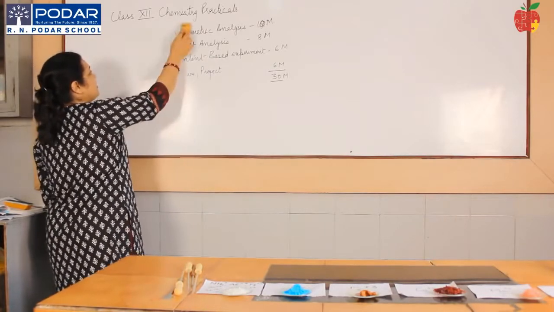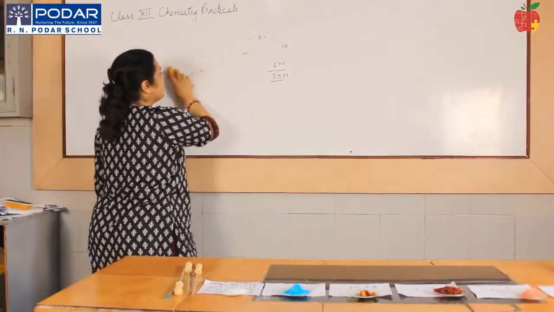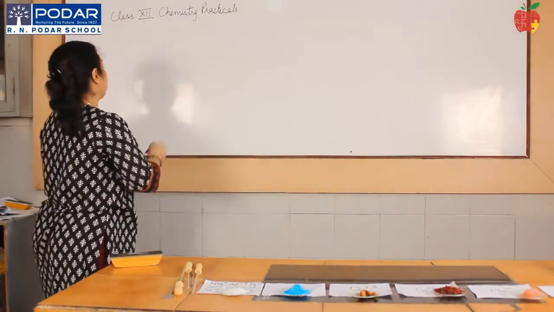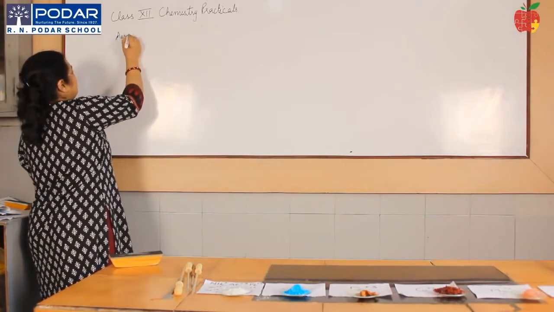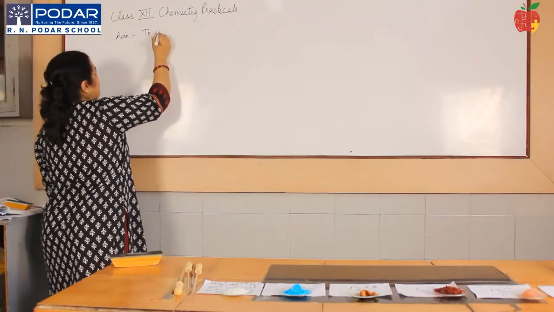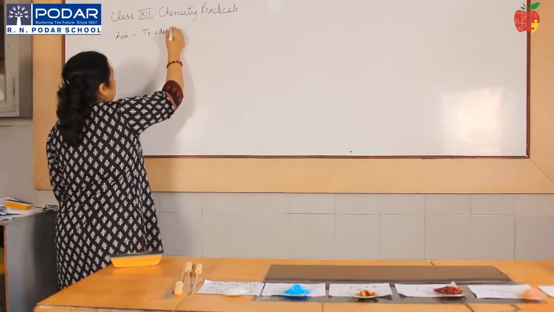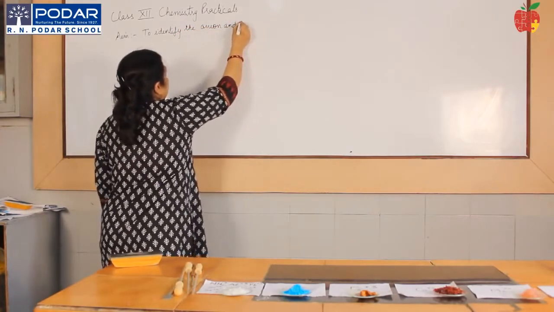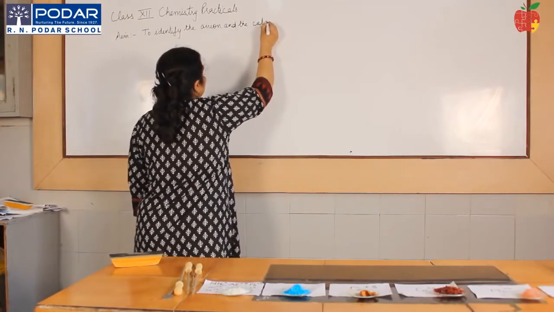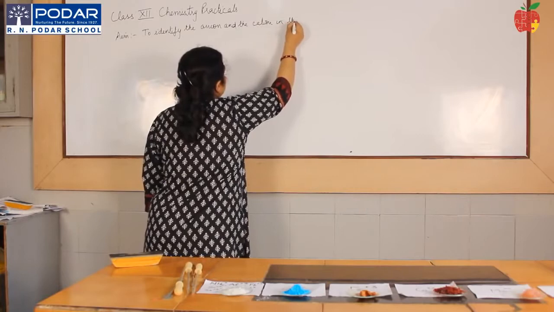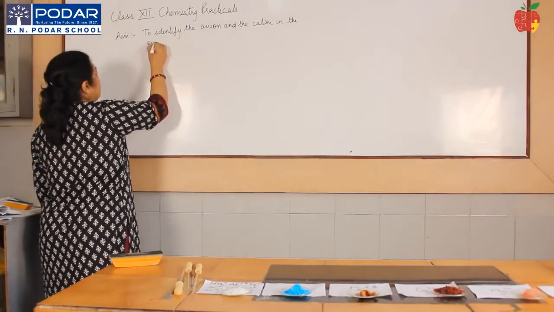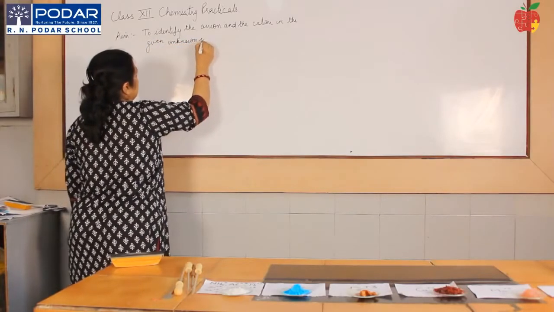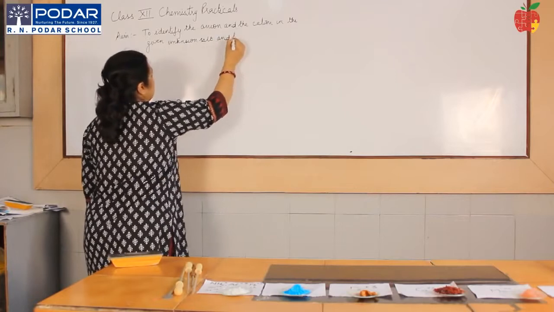In your salt analysis, you will analyze an unknown salt to identify the cation and the anion which is present in it. So the aim of your experiment would be to identify the anion and the cation in the given unknown salt and to record your observations systematically.